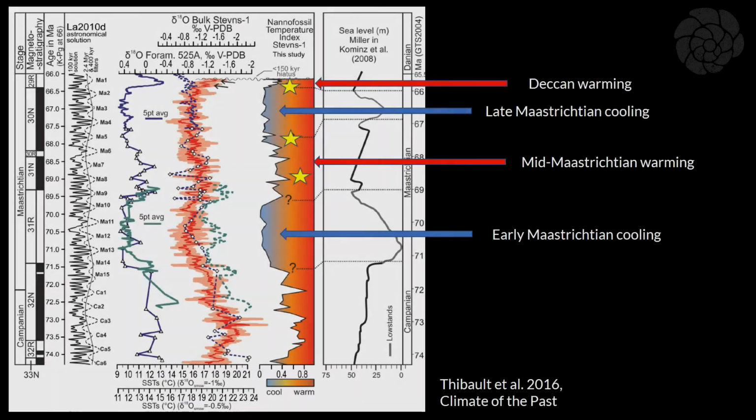The strange thing is that the colonization of middle latitude by Micula murus, at this one here, this event at 67.7 million years, doesn't occur during a warming event. It occurs across the transition from the mid-Maastrichtian warming here to the late Maastrichtian cooling. And this is really counterintuitive and difficult to understand.